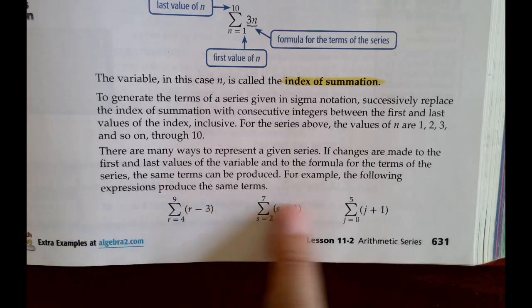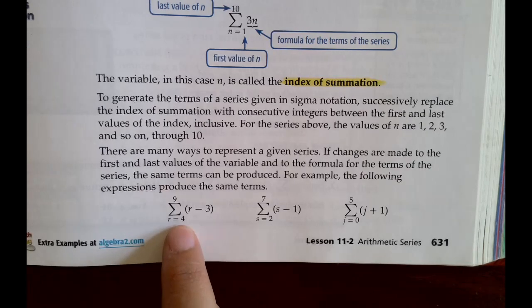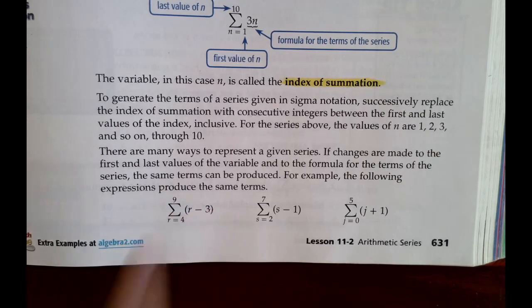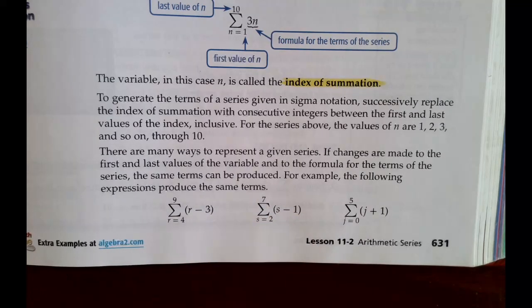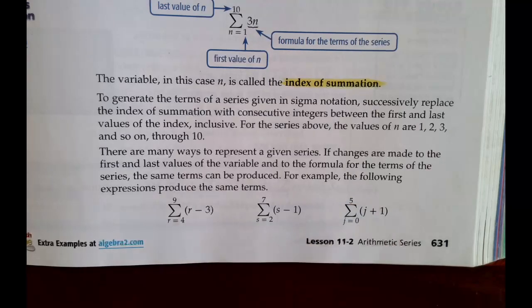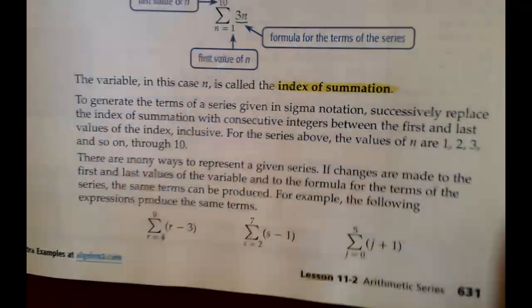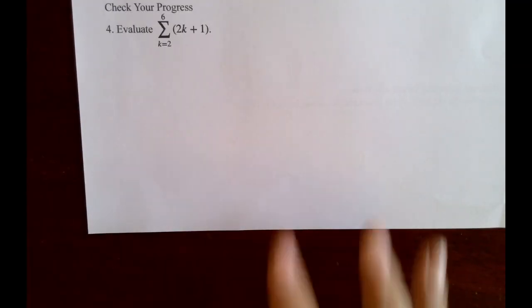And even the same series can be represented in different ways. So you can talk about it being from the 4th term to the 9th term and this being your formula. Or you can talk about it from the 2nd to the 7th term with this being your formula. Or you can talk about it from the 0th term to the 5th term with this formula. So different ways of representing the same series.